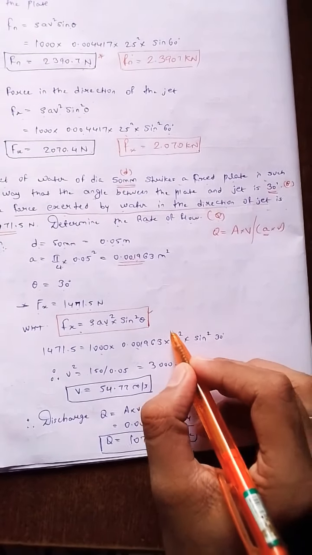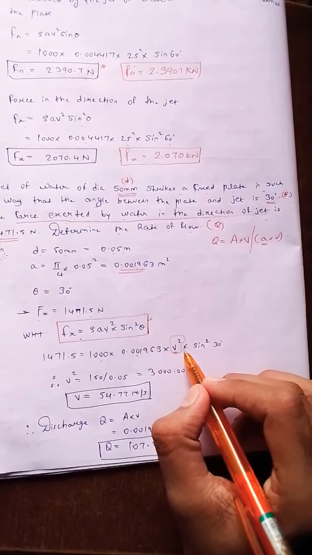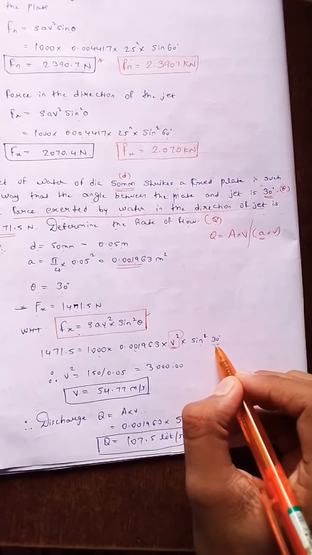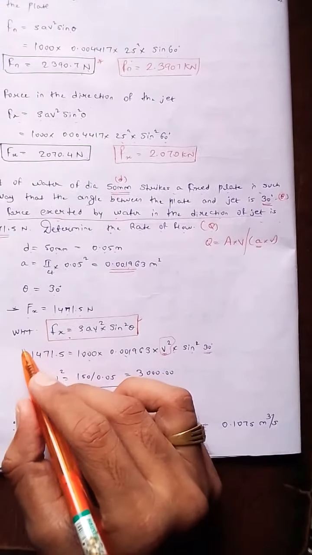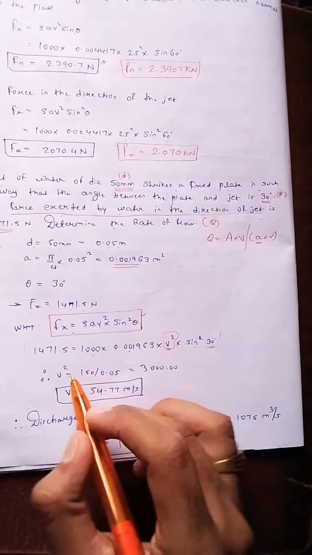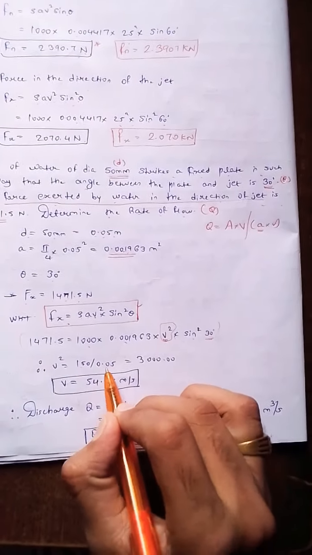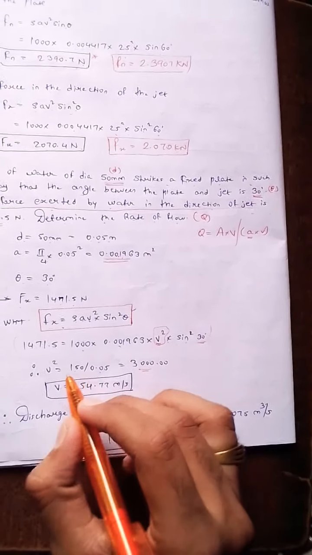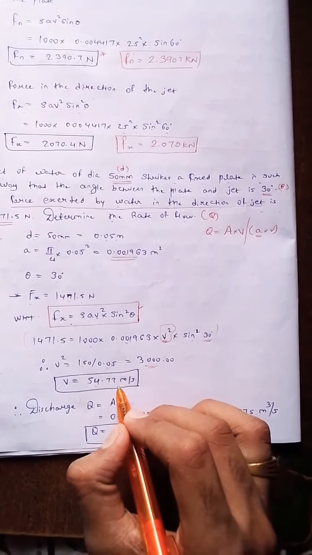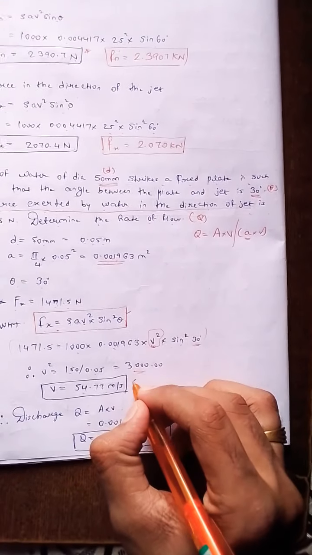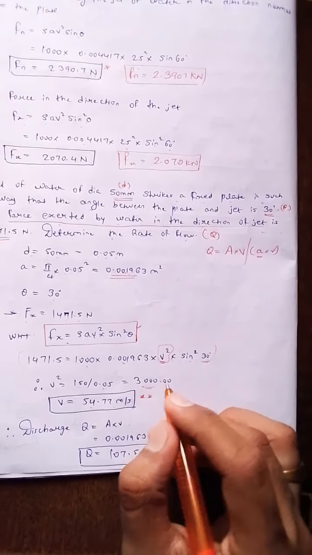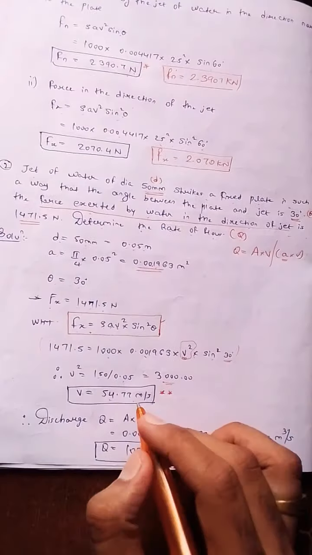So obviously here V will be unknown, into sin square theta. So theta is 30 degree. So in this equation only V is unknown. So we get the value of V as V square equals to 150 by 0.05 equals to 3000. The value of V is 54.77 meter per second. So this is the value of velocity, correct?